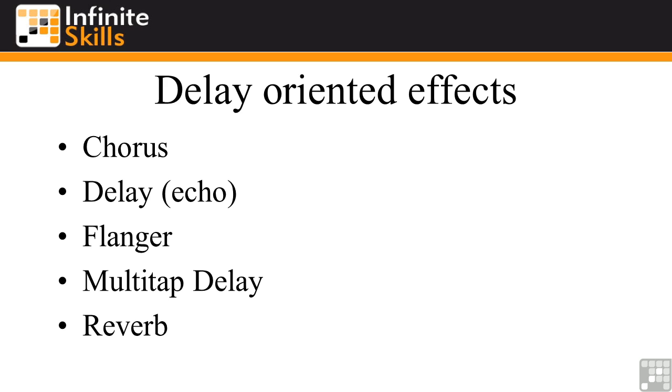Delay-oriented effects all work similarly. With chorus, you can take one instrument or one voice and turn them into multiple instruments or multiple voices. Delay is basically echo. Flanger is similar to a phaser. It does create this kind of warbling sound effect. Multi-tap delay is multiple echoes, up to 4 different echoes going at once. And reverb tries to simulate a space, typically a large auditorium, something like that, where you've got some sound bouncing off the walls to give it some depth, some richness.